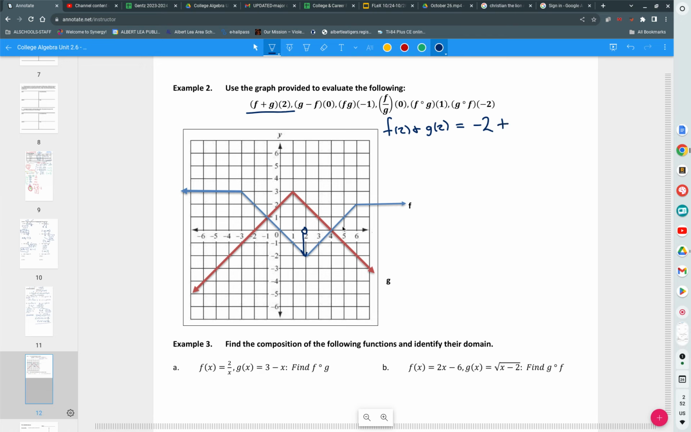And then I go to g of 2. So I locate 2 and I find where g is at. And that would be a positive 2. And I get 0 from that. The next one is subtraction and involves 0. I have g of 0 minus f of 0. I locate 0. What is the height of f, or g, excuse me? 2 minus 0. And I get 2 out of that.